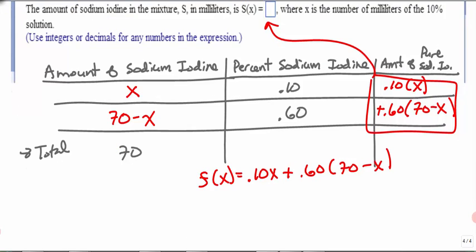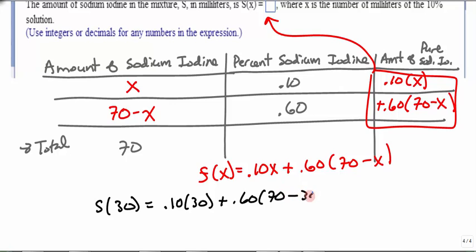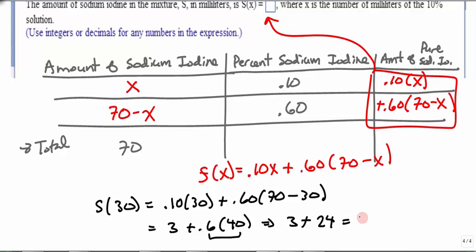Now part 2 says interpret S of 30. Well, S of 30 basically means everywhere that I see an X, I'll plug in a 30. Okay, so 10% of 30 would be 3, and then I have plus 0.6, 70 minus 30 is 40. Now order of operations, I have to be careful here. I do this multiplication first. 60% of 40 would be 24. So I get 24 plus 3 is 27. So what we're looking at then there is 27 mils.